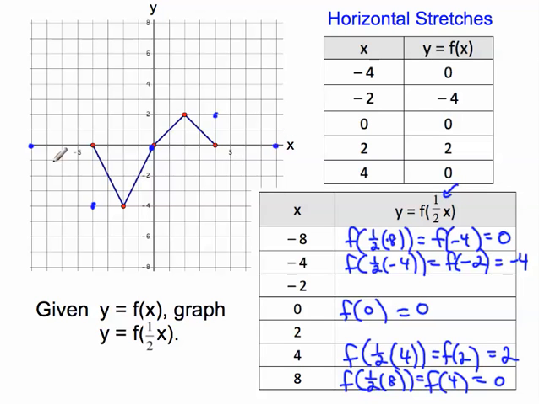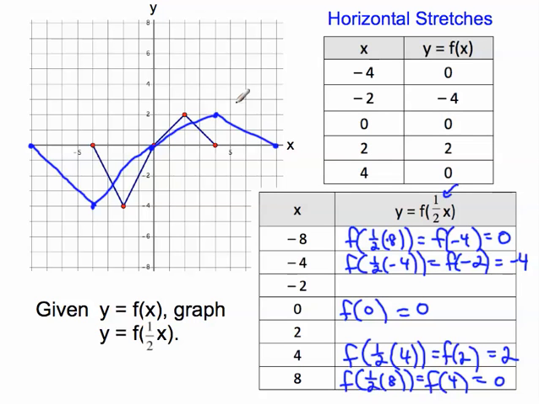On our new graph, if I try and connect those, I get something kind of like this. Now notice that the y values are the same as the ones above: 0, negative 4, 0, 2, 0. So the y values haven't changed. But again, what has changed is the x values that they correspond to. It used to be negative 4, 0, now it's negative 8, 0. It used to be negative 2, negative 4, now it's negative 4, negative 4. So the x values have doubled while the y values have stayed the same.